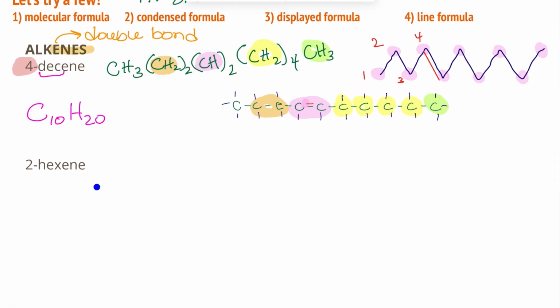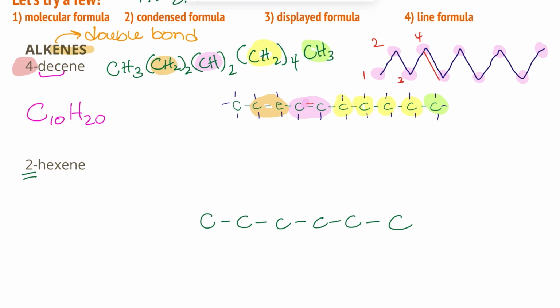All right, if you're feeling comfortable, hop in and do 2-hexene on your own. It's another ene, which means there's a double bond. That double bond is going to be in that second spot. So hex, looking at our formula sheet, is 6. So 1, 2, 3, 4, 5, 6. 2 means that that double bond is going to come out of our second carbon.